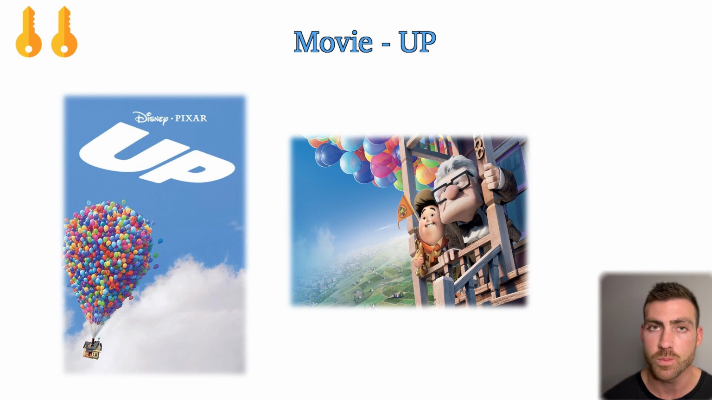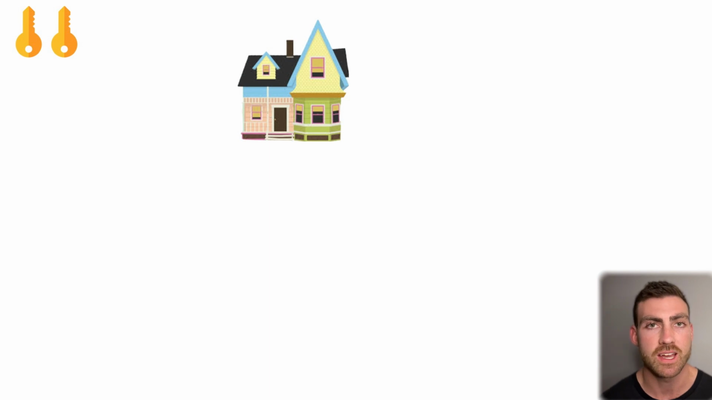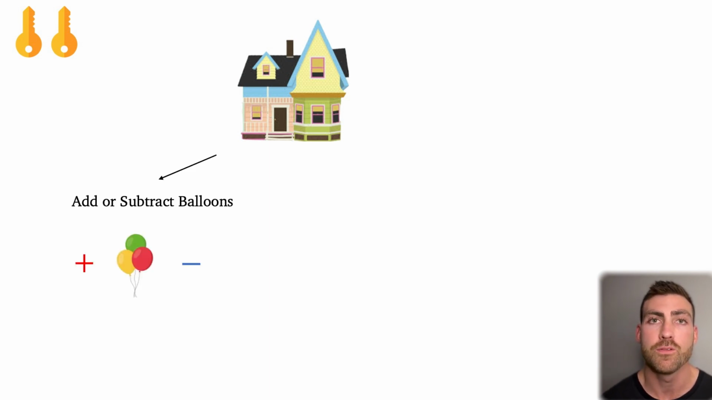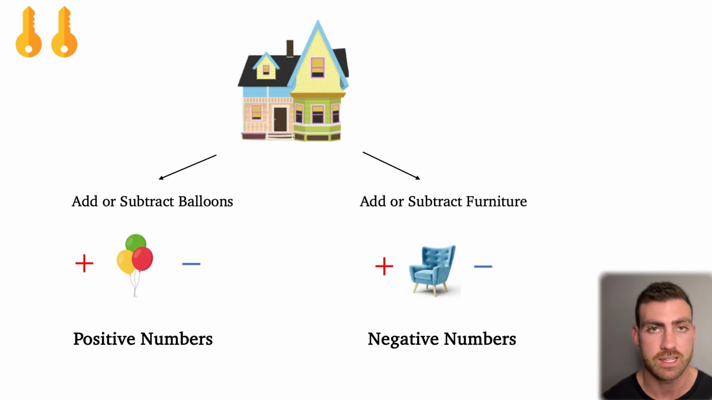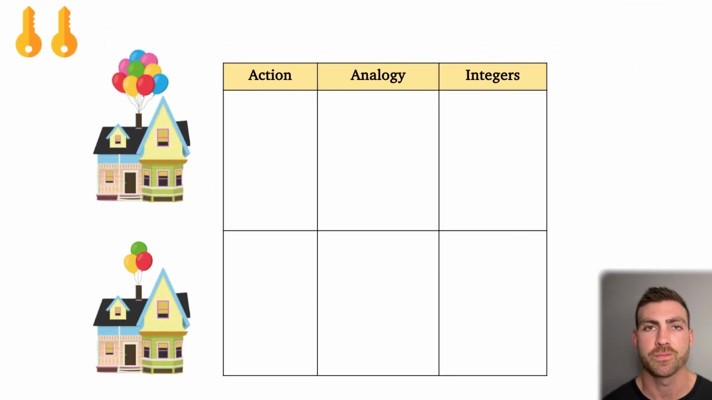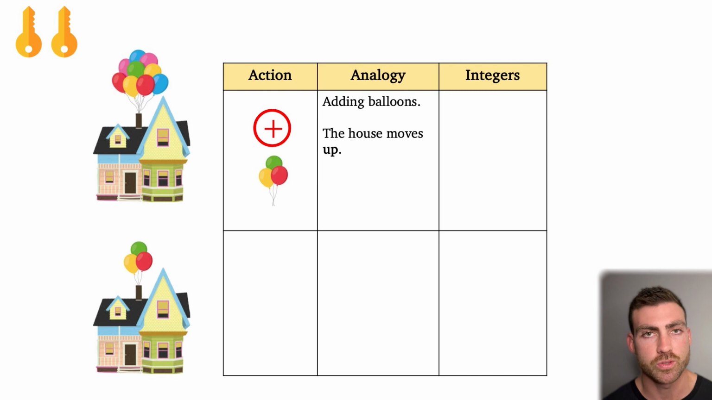If you haven't seen the movie, a man travels around the world in his house. To be able to fly in the air, he performs actions to move up and down. The first is adding and subtracting balloons. Then he also adds and subtracts furniture. So think of balloons being positive numbers and think of furniture as negative numbers. Let me show you. The first he adds balloons.